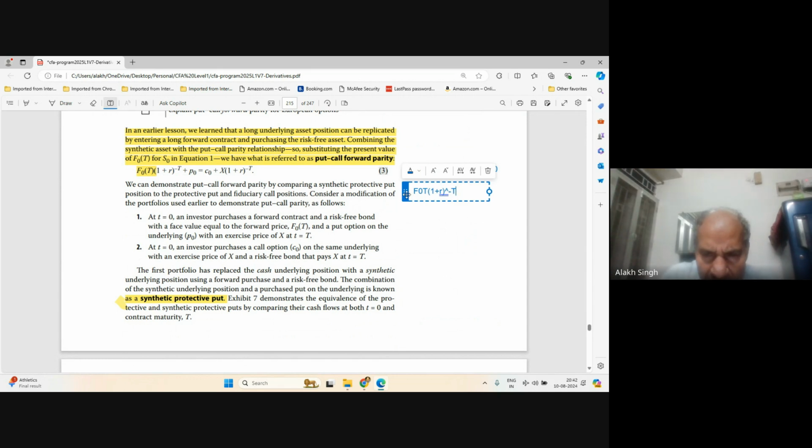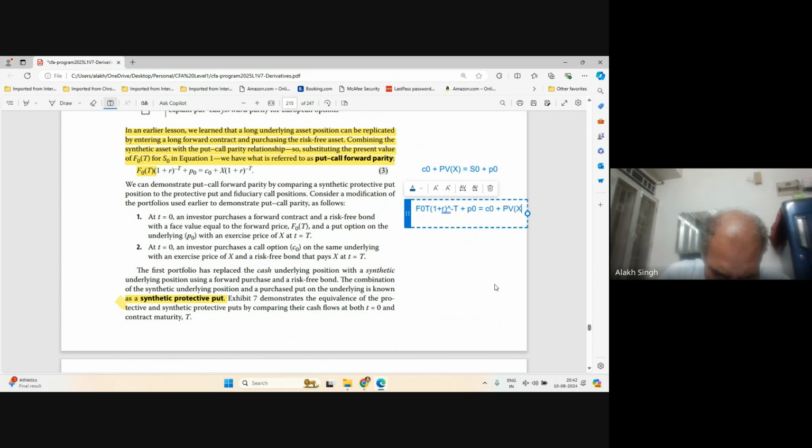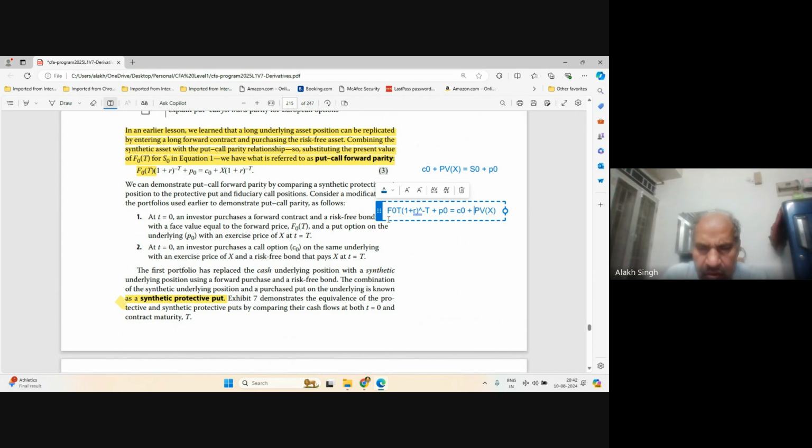So this one is my S0, and plus P0 is equal to C0 plus PVX. Yeah, plus PVX, and that is your put call, your forward put call parity. That's it. It means you brought forward and you made it parity.